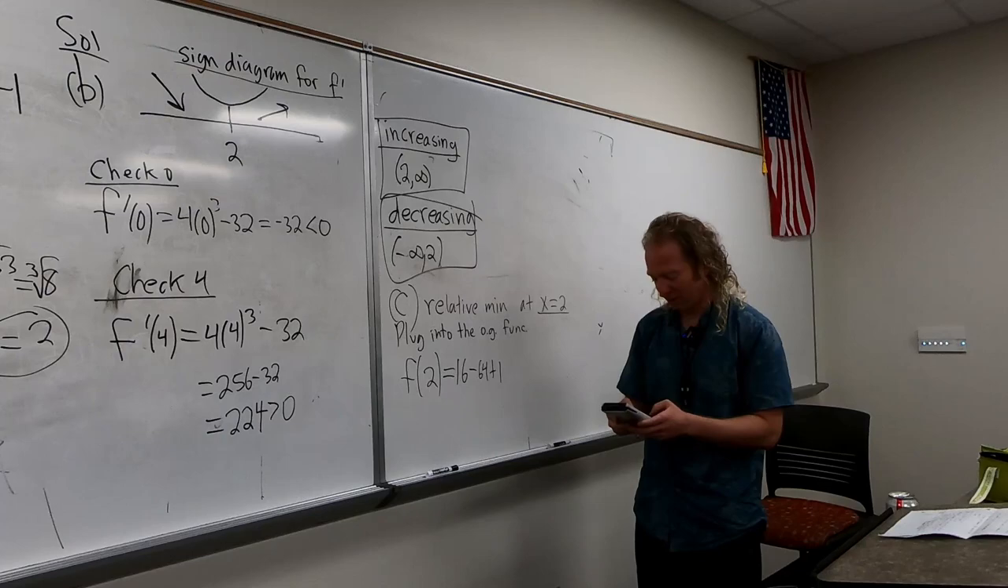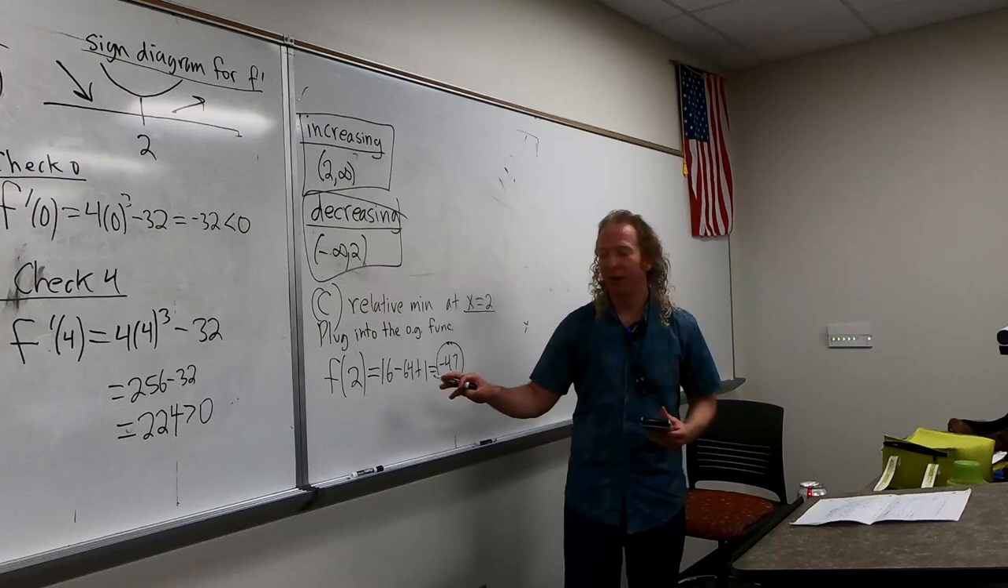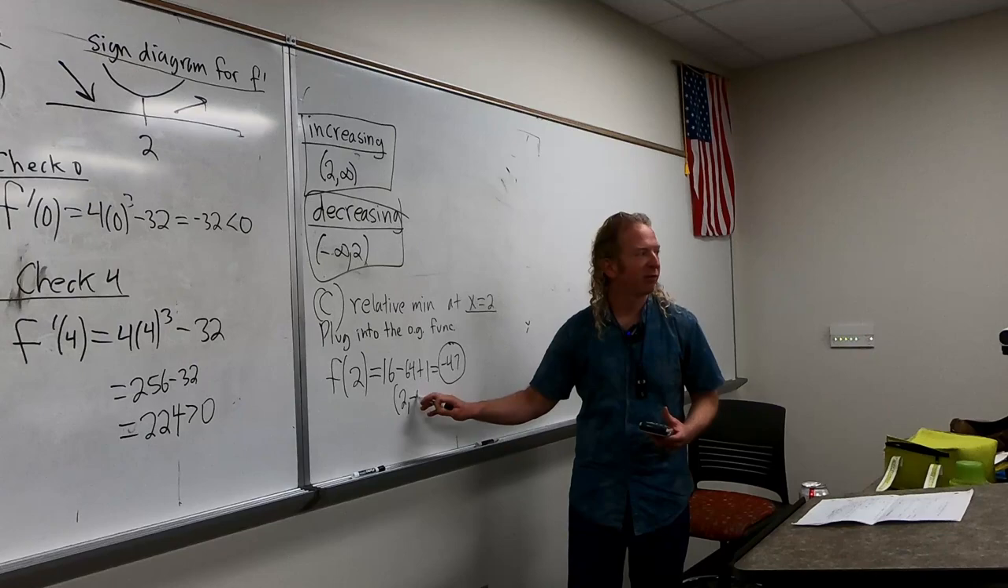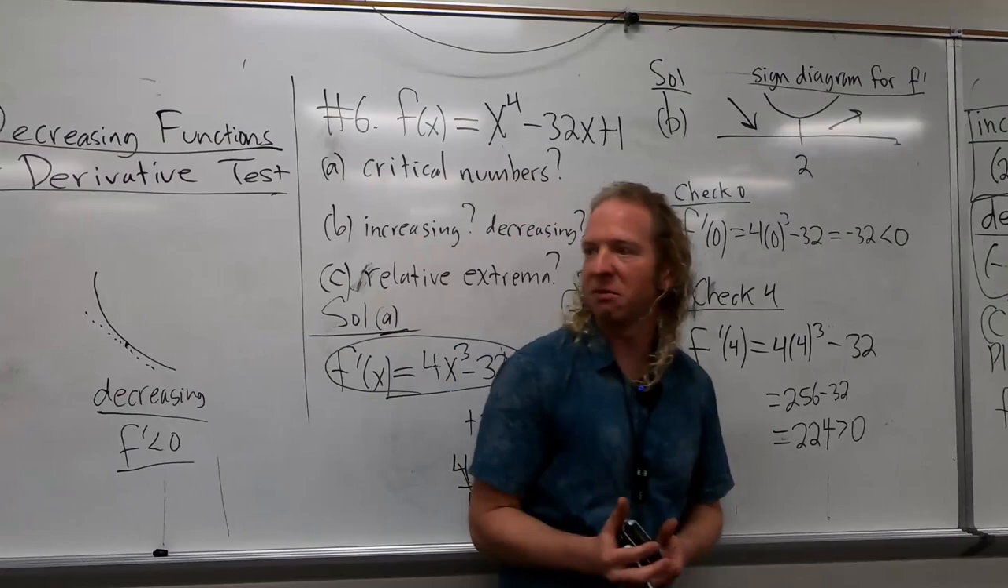This is negative 47. So that's the actual minimum. The homework wants the ordered pair. It would want you to write 2, comma, negative 47. That's what the homework wants. On a test, I will accept either. Just know that the minimum is actually the y value.